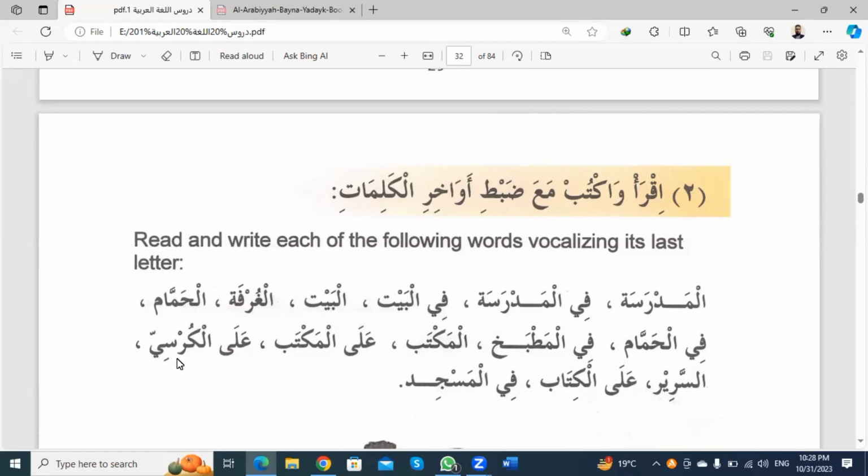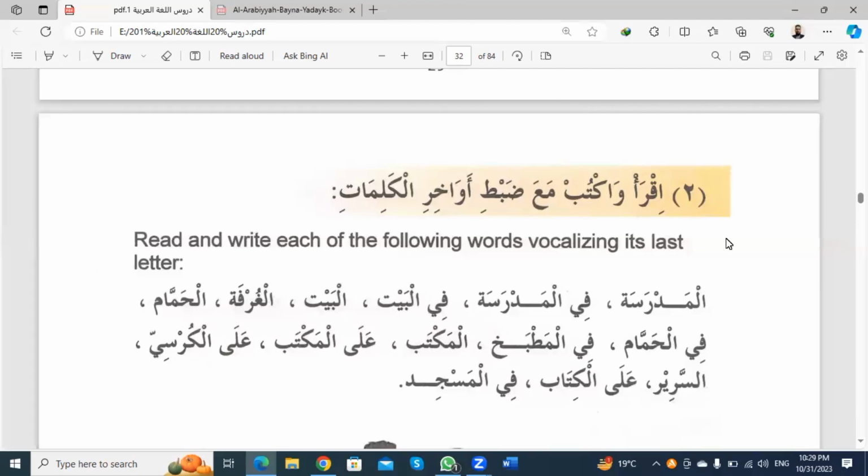Ala al-kursiyi. Kursiyun means chair. So ala al-kursiyi, right. As-sarirun, as-sariru, right, very good. Ala al-kitabi, on the book. Ala al-kitabi, right. Fil masjidi, right.